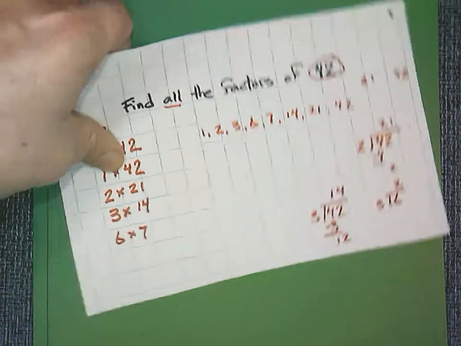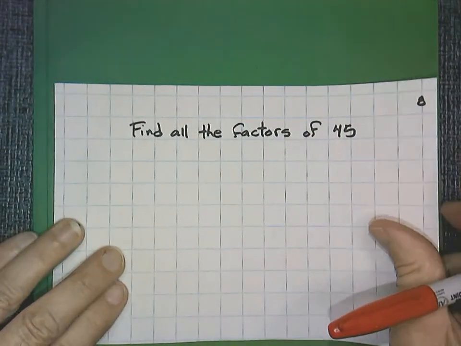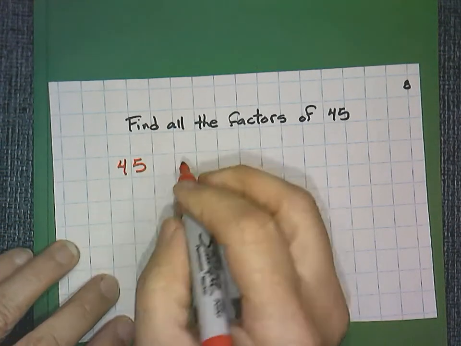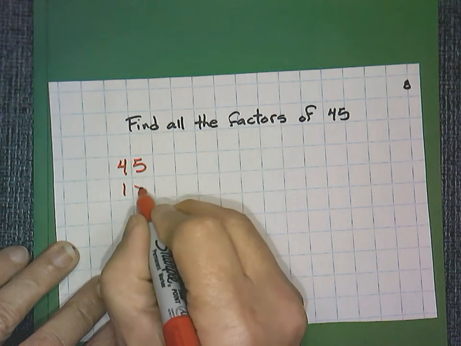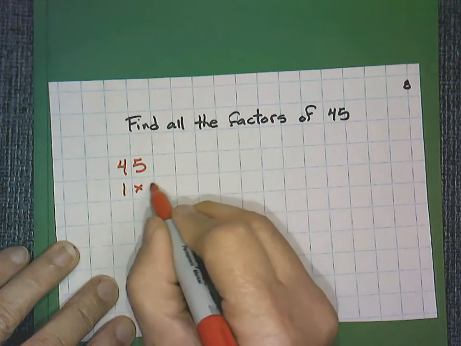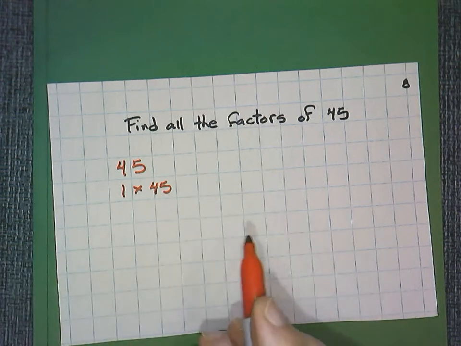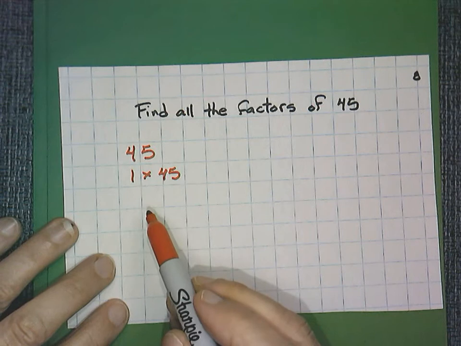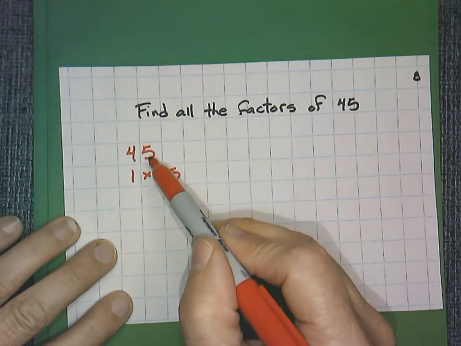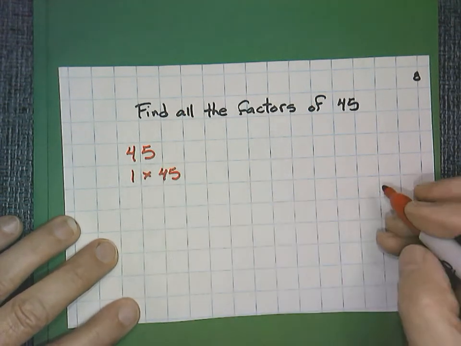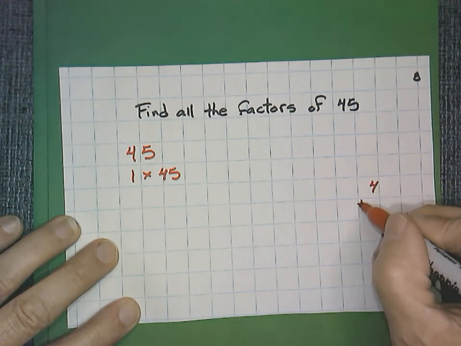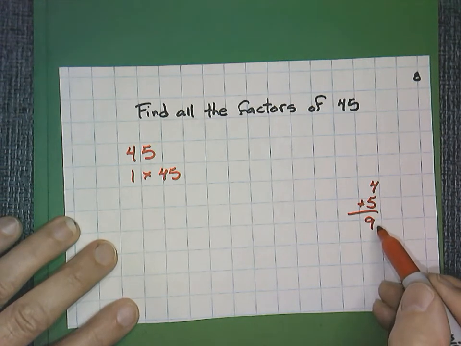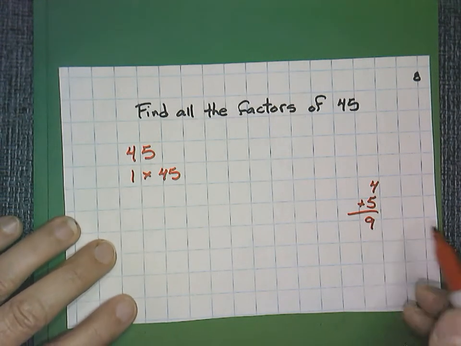Let's do one more. Find all of the factors of 45. Well, we know the identity property or the 1 rule is going to be 1 times 45. 5 is an odd number, so it's not going to be 2. Let's try 3. Remember, if we add 4 plus 5, I'm going to show that over here, 4 plus 5 is equal to 9. And we said previously that 9 is divisible by 3, so it is a factor.